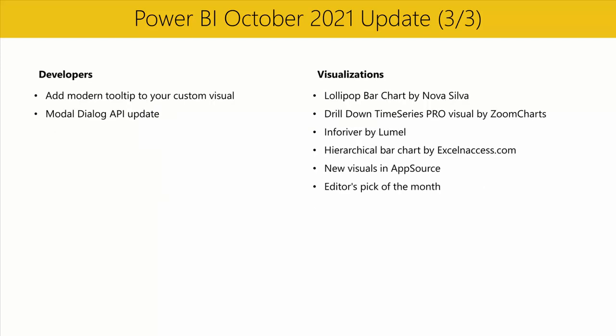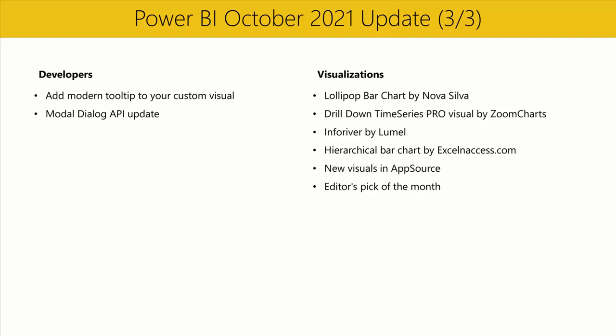Next, in the Developer section, you can now add modern tooltips to your custom visuals with API version 3.8.3 release or higher by adding the Support Enhanced Tooltips property to the Tooltips object in the capabilities.json file. We've also updated the Modal Dialog API with the ability to determine the size and position of the dialog relative to the originating visual. This is available with the API 4.0 release.